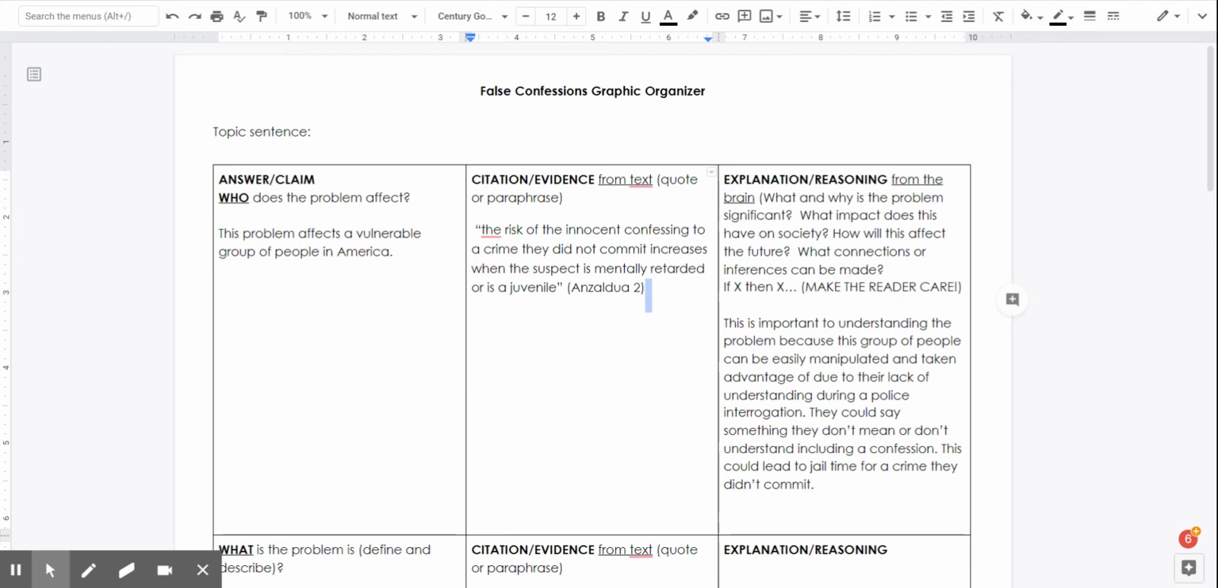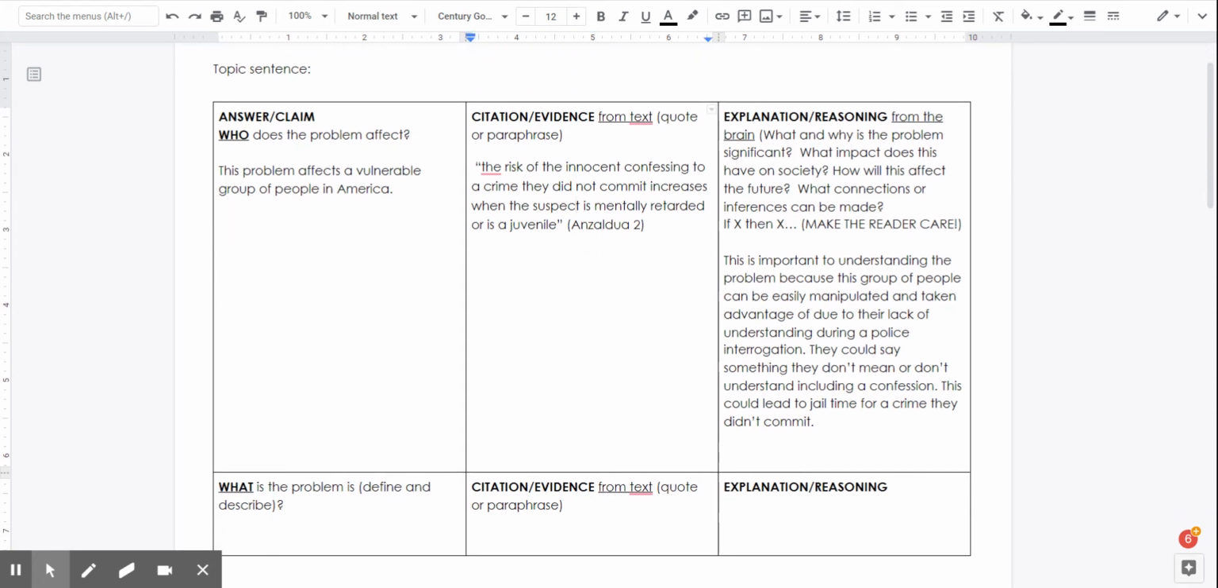Then I'm going to want to provide that piece of evidence that supports that claim, that people who are confessing to crimes are particularly vulnerable. So I have my piece of evidence: the risk of the innocent confessing to a crime they did not commit increases when the suspect is mentally retarded or is a juvenile, directly from the text. And I have my citation of Anzaldúa 2, the last name and the page number from the article. That part's not particularly difficult, to come up with the claim and the evidence.